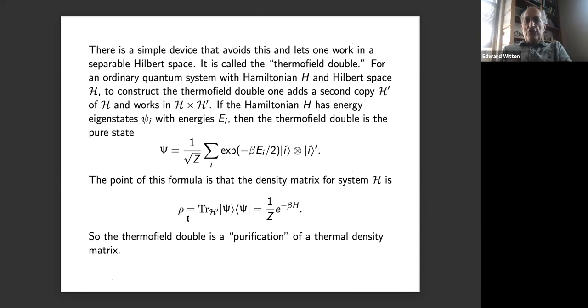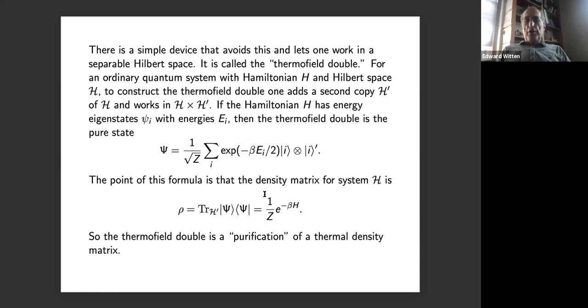For an ordinary quantum system with Hamiltonian H and Hilbert space curly H, to construct the thermofield double, you add a second copy H prime of H with the same Hamiltonian acting on it, and you work in the tensor product. I wrote H times H prime, but this should have been the tensor product. If the Hamiltonian H has energy eigenstates psi_i with energies E_i, the thermofield double is this pure state: 1 over the square root of the partition function Z to normalize it, times the sum over i in one system times i in the other system, weighted by e to the minus beta E_i over 2.